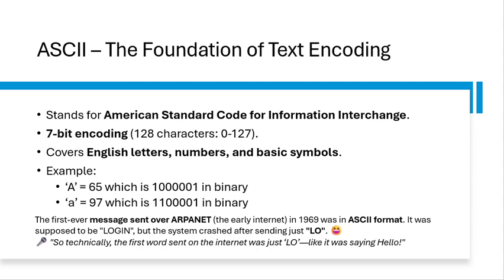For example, the ASCII code of A is 65, which is 1 0 0 0 0 0 1 in binary, and small a is 97 in ASCII, which is 1 1 0 0 0 0 1 in binary.